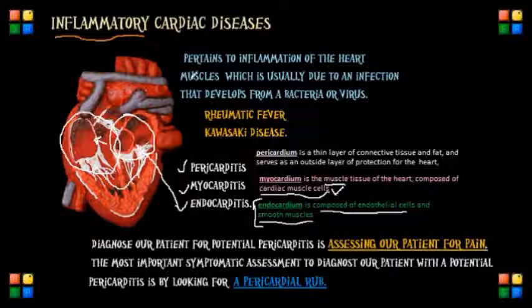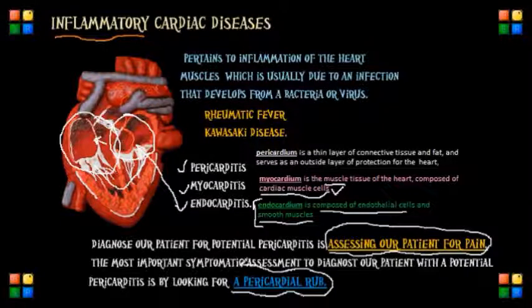Now, I want to quickly go over important things to remember for your NCLEX exam. One of the ways to diagnose our patient for potential pericarditis is assessing our patient for pain, right? But the problem with that is pain can also be associated with other conditions, right? So, one of the more important symptomatic assessments to diagnose our patient with potential pericarditis is basically looking for what we call the pericardial rub. A pericardial rub, or sometimes called a pericardial friction rub, can be detected by obviously using a stethoscope, and basically it's a sign of inflammation, right?